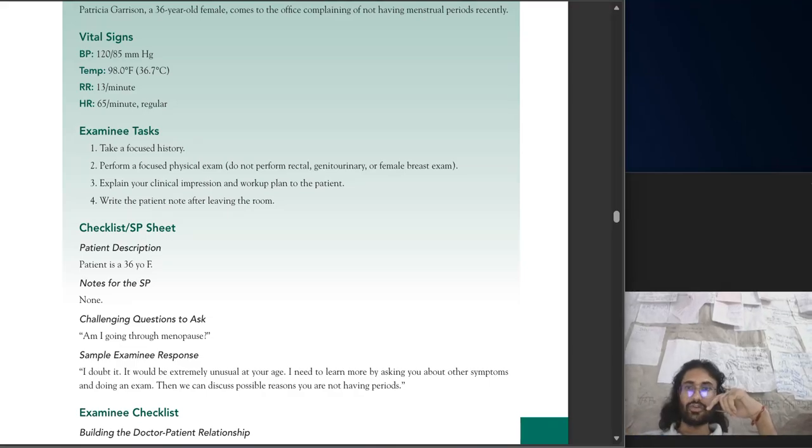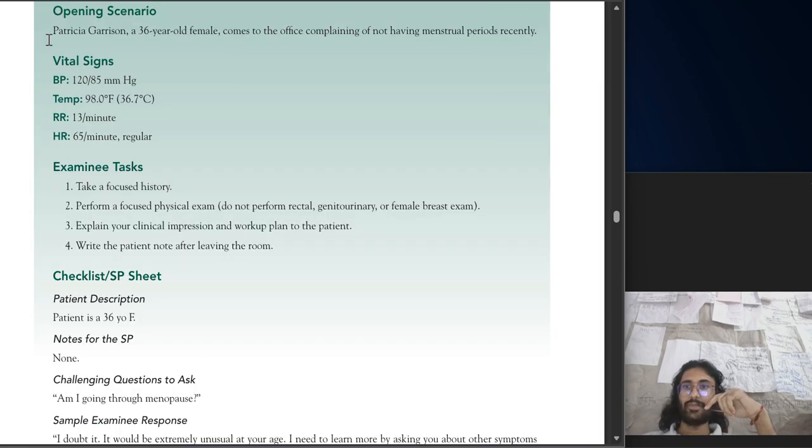Okay, so here we have a case scenario. Patricia Garrison, this is the name of our patient. She is a 36-year-old female, comes to the office complaining of not having menstrual periods recently. She is concerned about it, and that's why she has come to you.